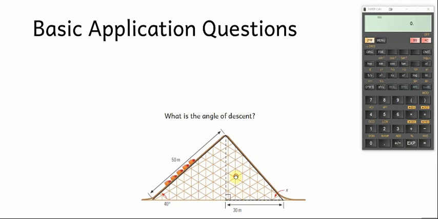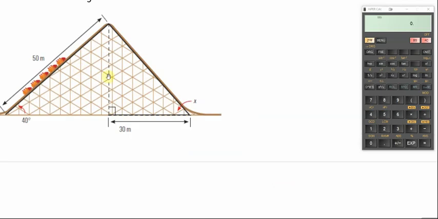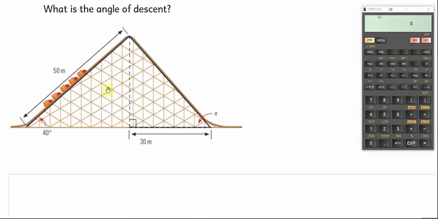All right, so this first question is on the screen where it says, what is the angle of descent? All right, so what that means is where the angle of descent is down here. It says, what's this angle of this triangle here?